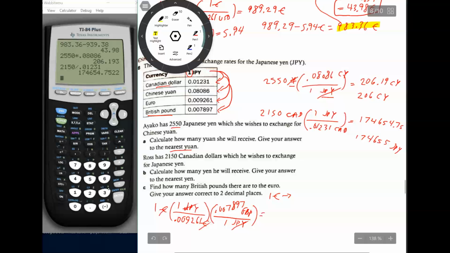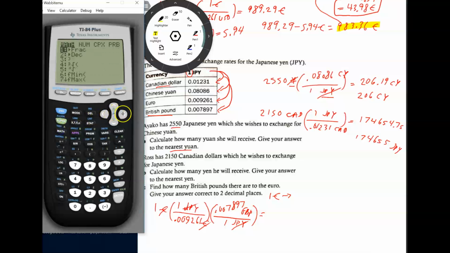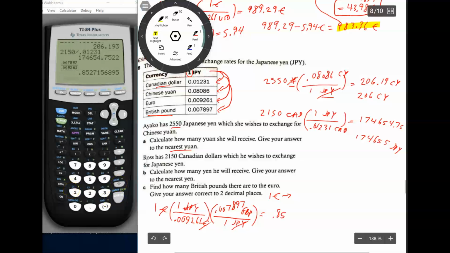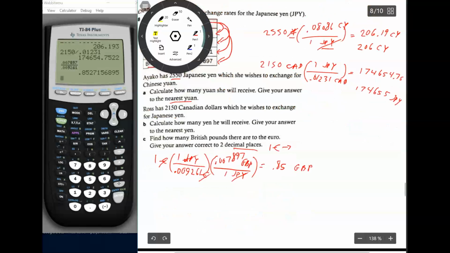So let's do that. In this particular case, I am going to show you how to do it with the vertical fraction, because I prefer to not have to put it in a bunch of parentheses. On the top, I'm going to put 1 times 0.007897. You don't need to put 1 times 1 because 1 doesn't really change anything. And on the bottom, we're going to put 0.009261. And we get 0.8527, so 0.85 British pounds, to 2 decimal places. And we're done with this page.